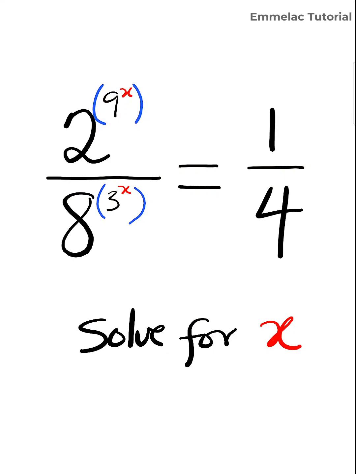Now let us look at this interesting exponential equation, and here it reads that 2 raised to 9 raised to x, then all over 8 raised to 3 raised to x, all equals to 1 over 4, and we are requested to solve for x in this interesting equation.